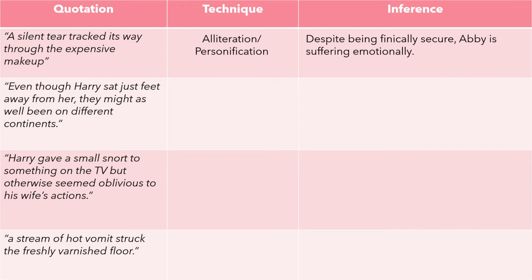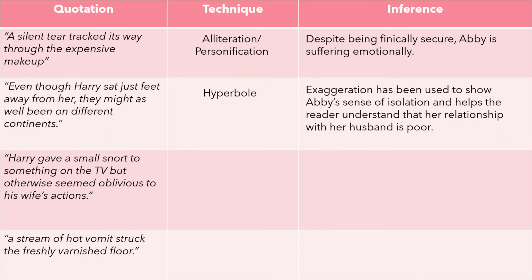For the second one though, even though Harry sat just feet away from her, they might as well have been on different continents. So again, they've used this hyperbolic language here just to emphasize or to exaggerate Abby's sense of isolation. It just helps the reader to understand that the relationship with her husband is poor. So this might make her seem like a more likable character, despite the fact that she clearly has a lot of wealth and a lot of money in her life. She doesn't really have the things that ultimately we need to make us happy in life, which is love, and friendship and things like that.